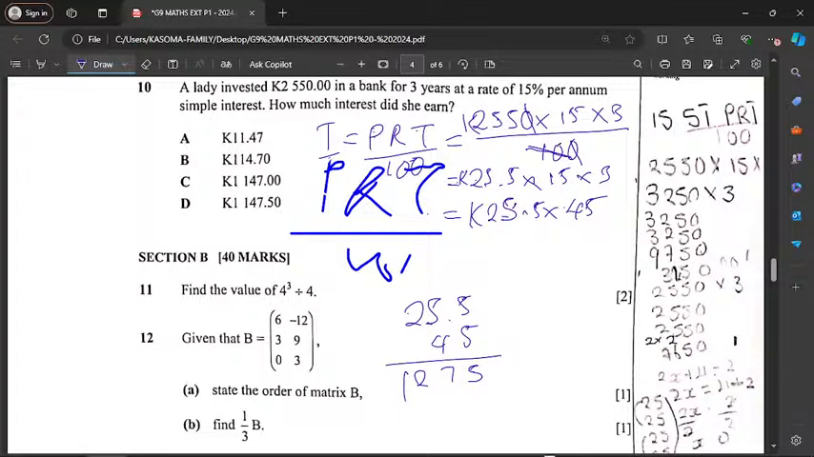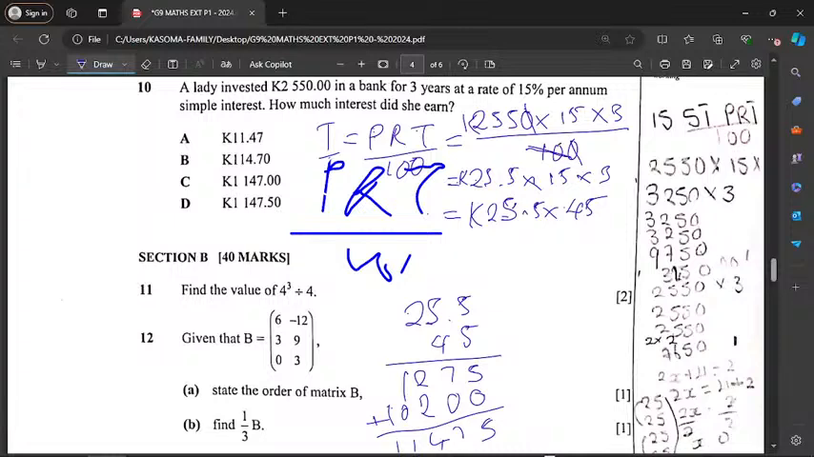Then I'm going to put a 0 here. 4 times 5 will give me 20. I'll write 0, carry 2. 4 times 5 will give me 20 plus 2, 22. 4 times 2 will give me 8 plus 2, it will be 10. Okay, then I'm going to add this, then I'll have 5, 7, then 4, then 1, 1.